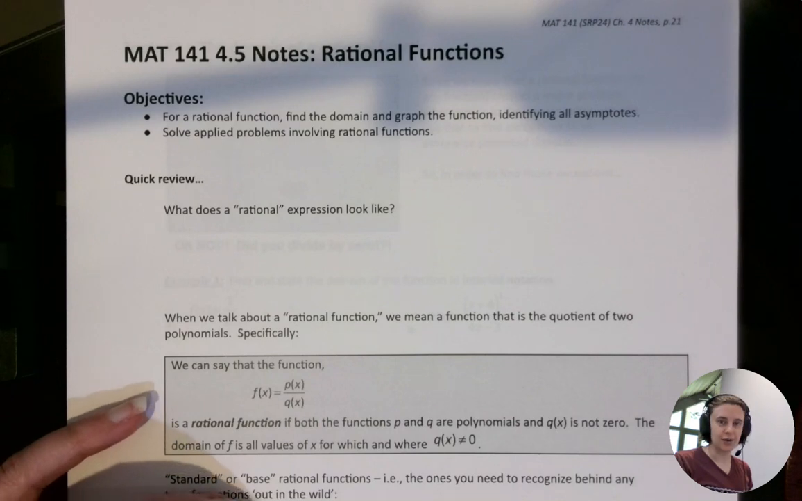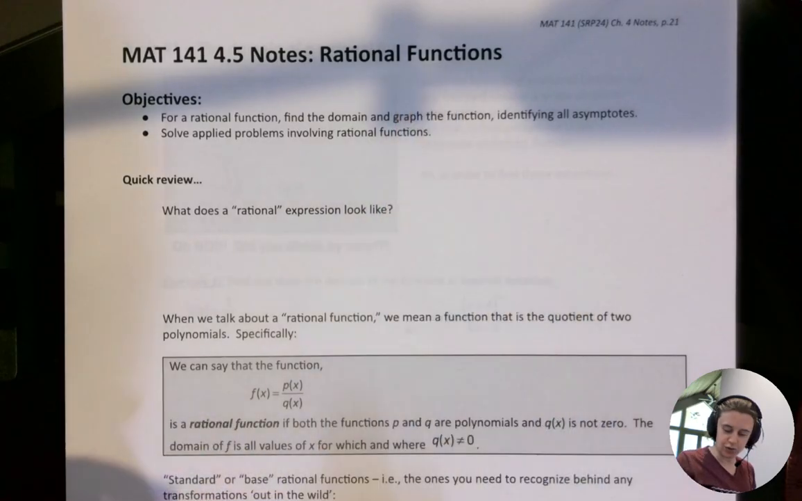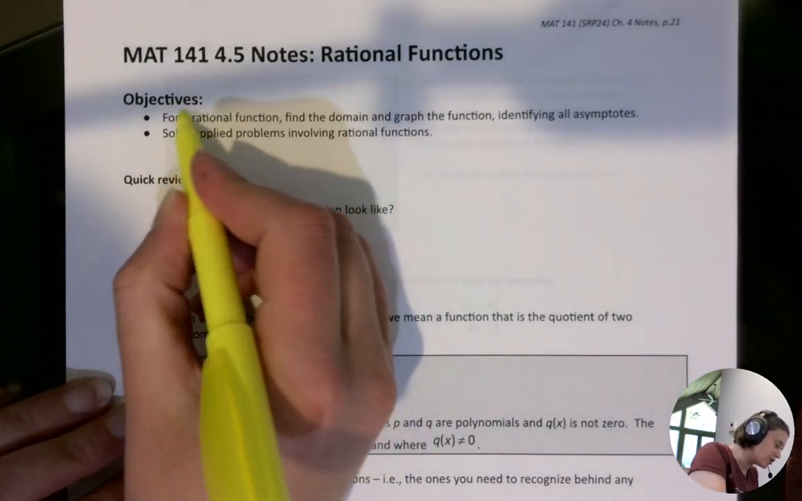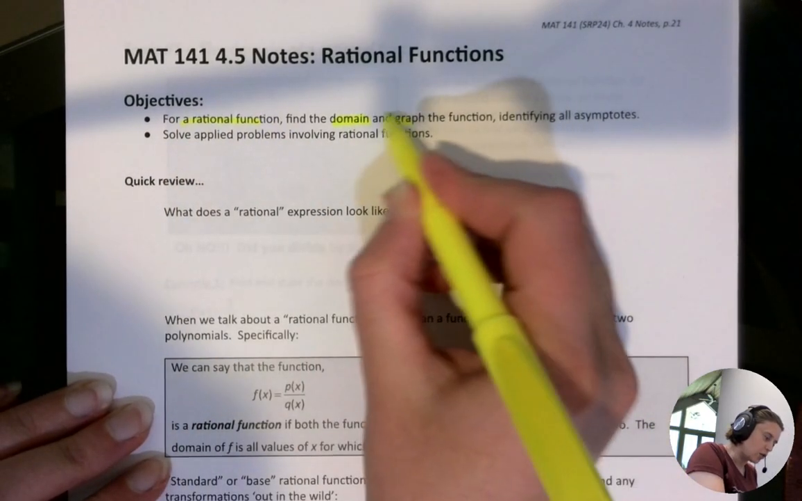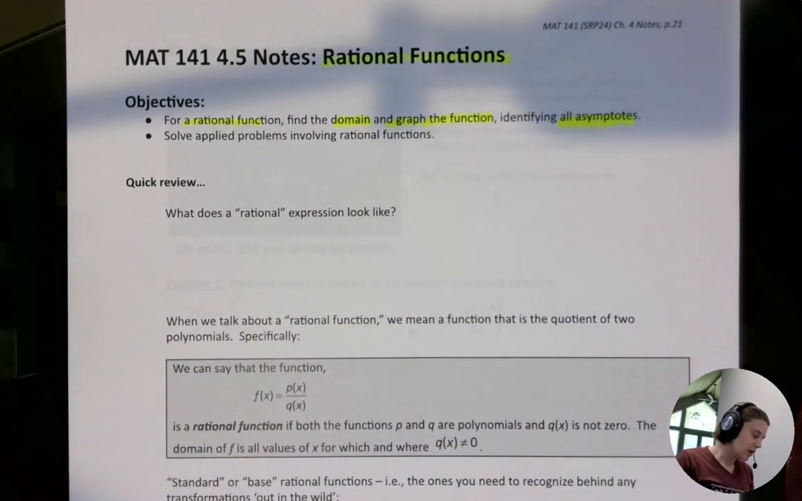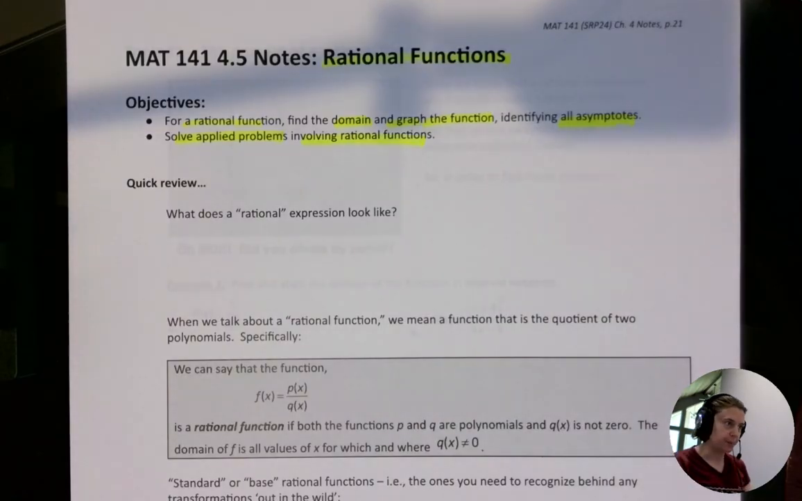All right, so hello. We're going to be looking at 4.6 today. We're taking notes on rational functions. So our objectives in this section are to, for a rational function, find the domain, graph the function, and identify all of its asymptotes. Then we are going to solve some applied problems that involve rational functions as well.